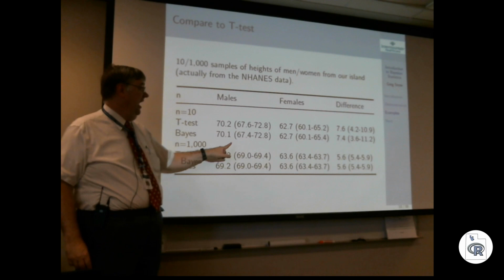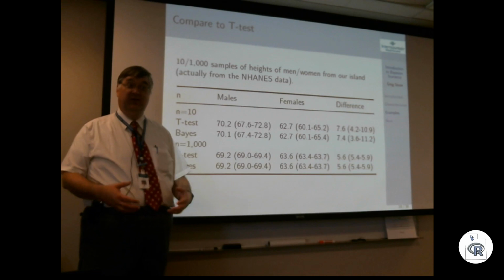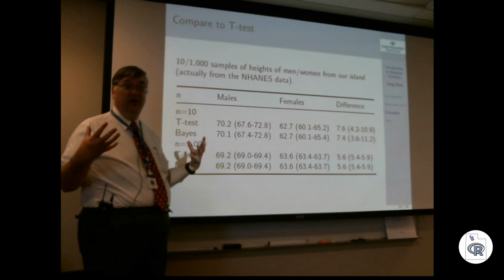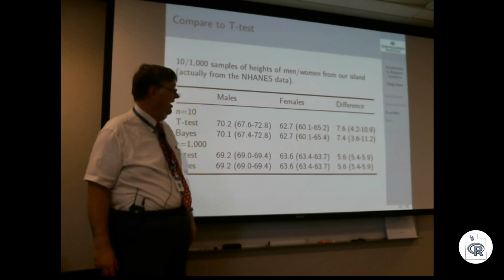And the Bayesian interval, Bayesians like to call it a credible interval instead of a confidence interval, just so that they're not using the same terminology as frequentists, I think. But you can see that they're actually fairly comparable here, where everything matches nicely. So for females, we have the 62.7 and 62.7. Those actually match a lot closer.